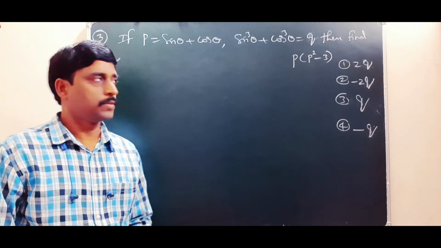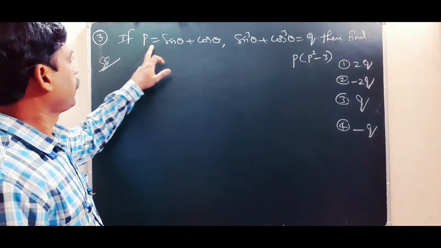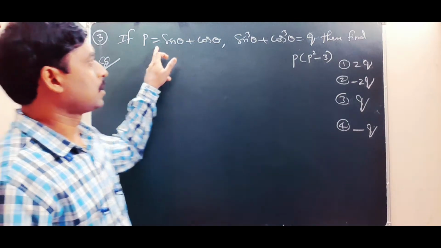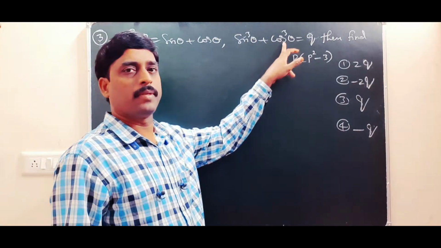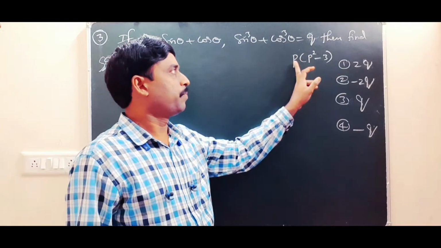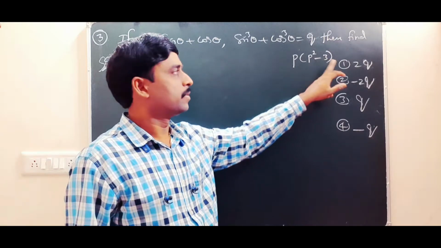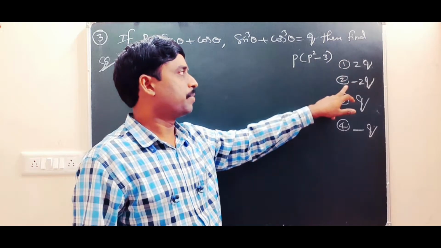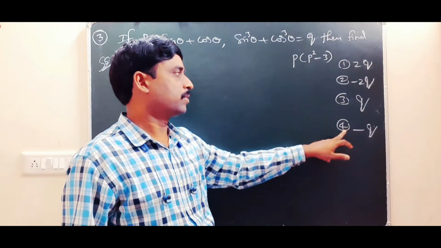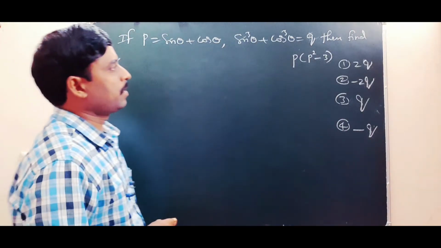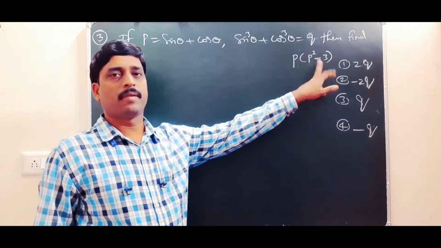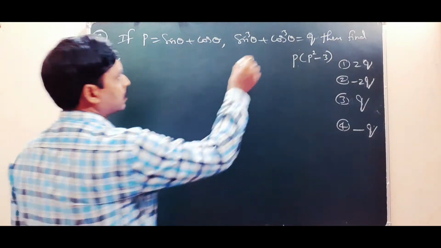Okay, moving to next question. If p value is given as sin theta plus cos theta, as well as q value sin cube theta plus cos cube theta, then find out p into p square minus 3. So first option 2q, second option minus 2q, third option q, fourth option minus q. Okay. First we have to find p into p square minus 3. Okay, let us take this value.